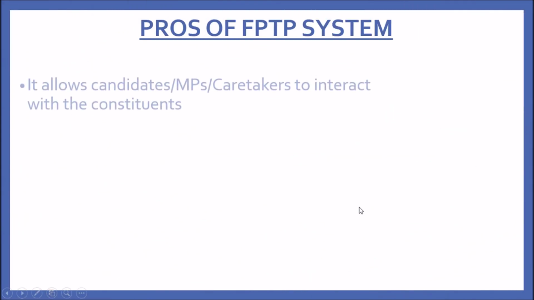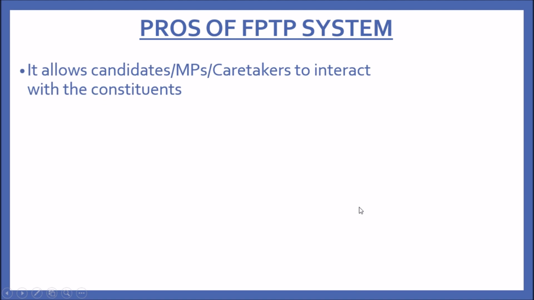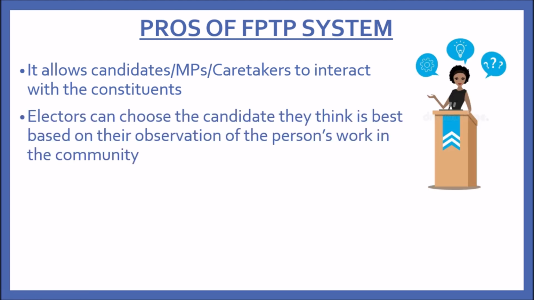Other pros include: first past the post system allows candidates, MPs or caretakers, to interact with constituents. The electors can choose the candidate they think is best based on their observation of the person's work in the community. This is because the candidate is assigned to a specific geographical area and can focus on interacting with the people in that area to better understand their needs. The elector will be better aware of the capacity or capability of the candidate.